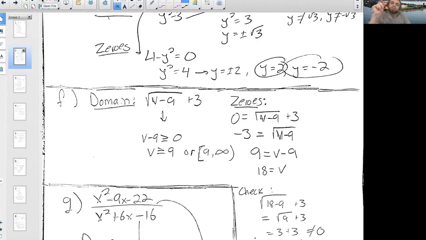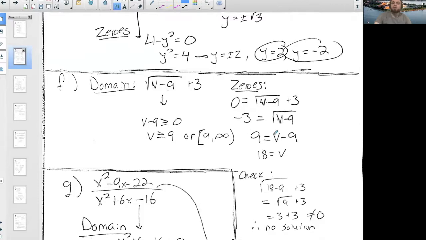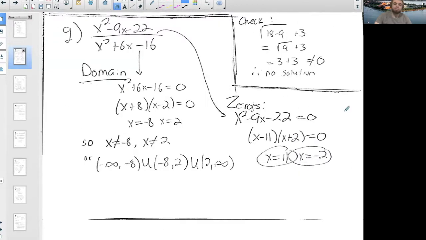So when we get the 18, what you're going to notice when you plug in 18 is that it doesn't work. You do get 9 in the root, you take the square root, you get 3, but when you add the 3, you get 6. You don't get 0. So technically, there are not any zeros for part F. All right, so that's basically how those ones go.